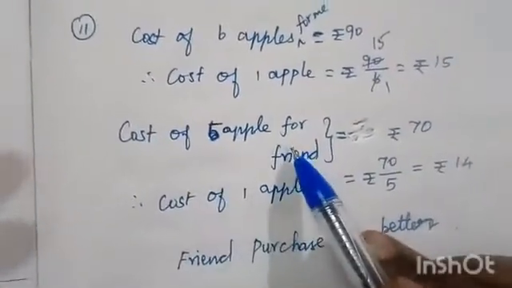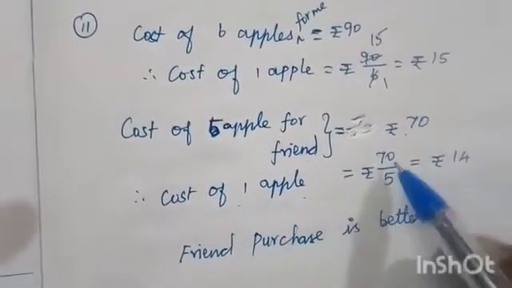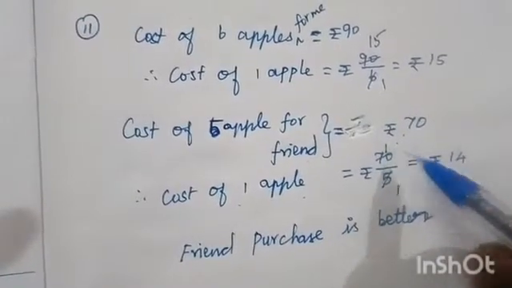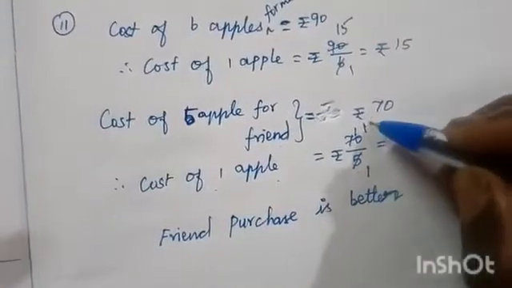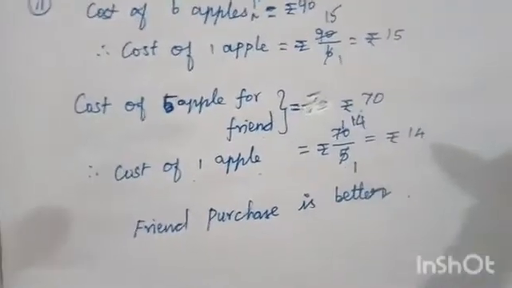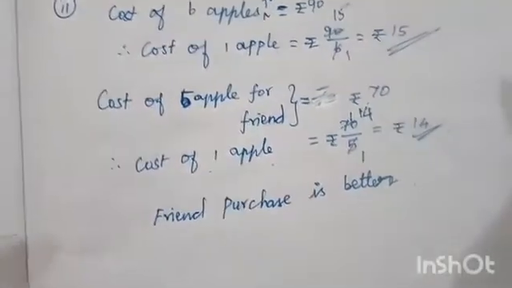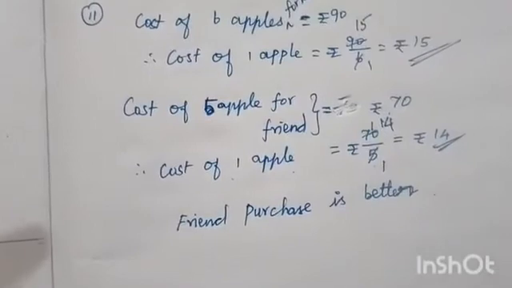Next, the cost of 5 apples for the friend is rupees 70. So the cost of 1 apple is 70 by 5. 1 5 is 5, 4 5s are 20. So it is 14. Now you have to compare this 15 and this 14. So the best is 14 rupees. The friend's purchase is better.